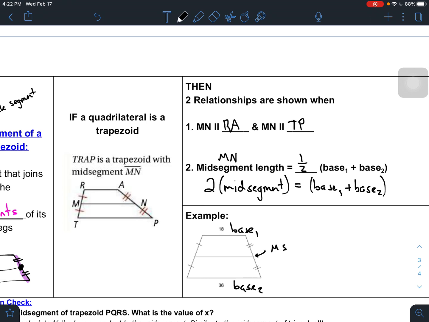Which means that I can write this as our mid-segment is going to equal 1/2 the sum of 18 plus 36. So our mid-segment will equal 1/2 of 54. So our mid-segment will equal 27. The length of the mid-segment will be 27.